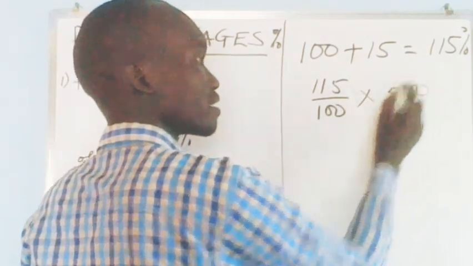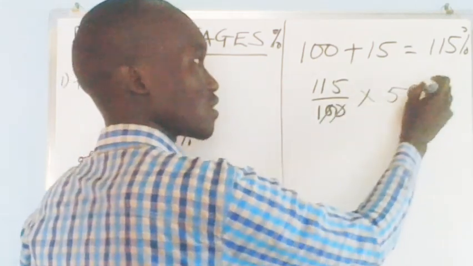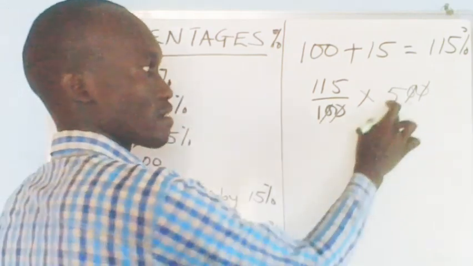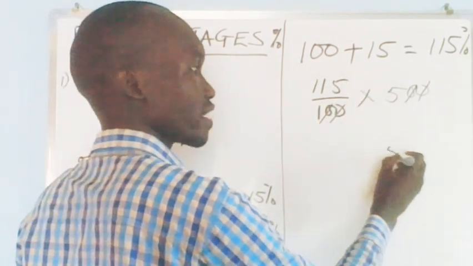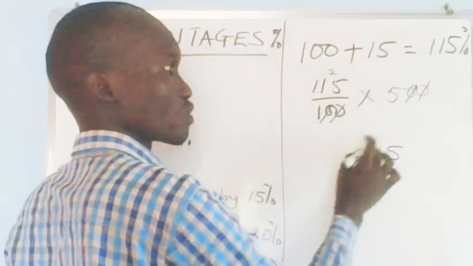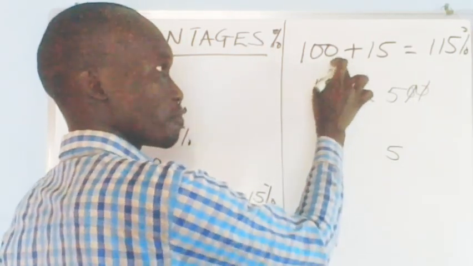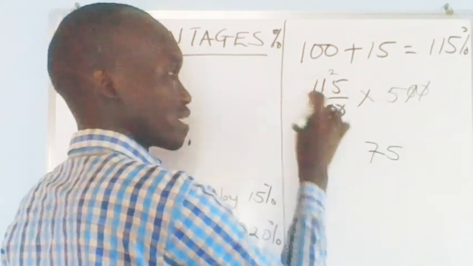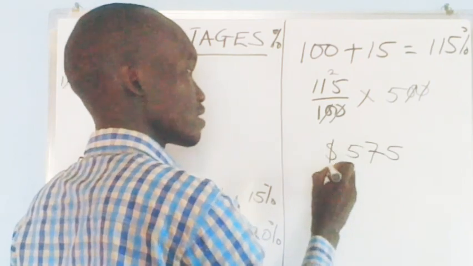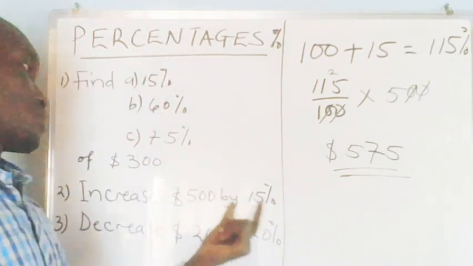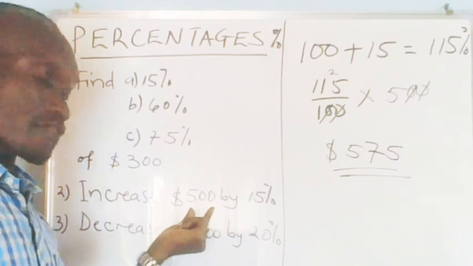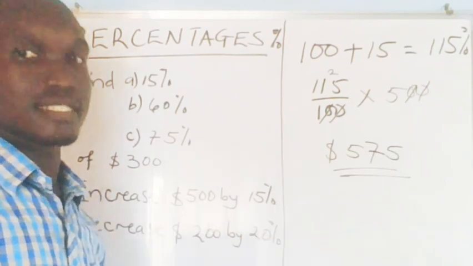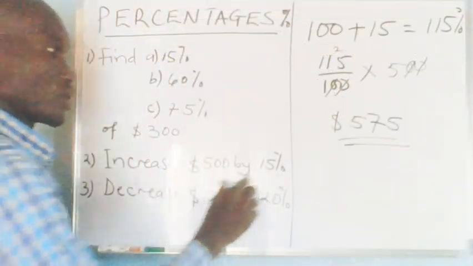So we are going to multiply this by 500 so that we can cancel these zeros, and then we'll multiply 5 times 115. 5 times 5, that will be 25, so we write 5, we carry 2. 5 times 1, that will be 5, plus 2, that will be 7. 5 times 1, that will be 5. So this is dollars. So $500 increased by 15% is $575.